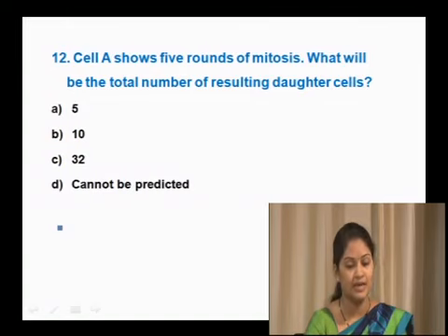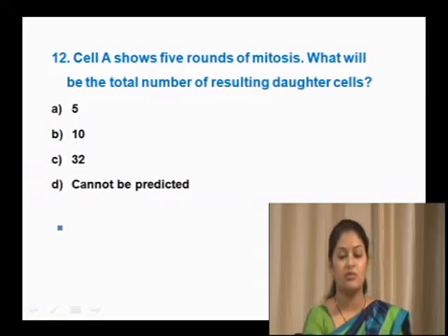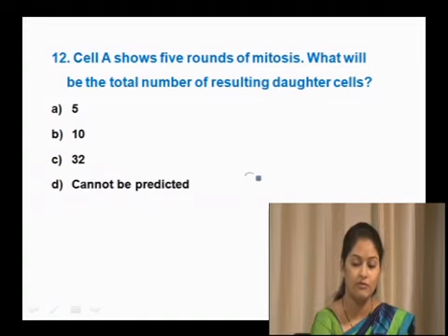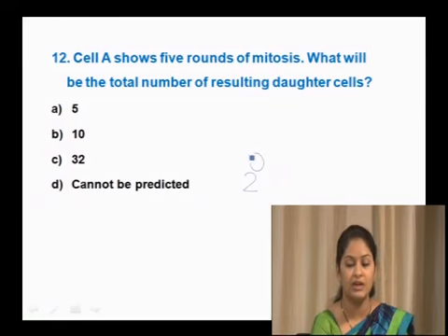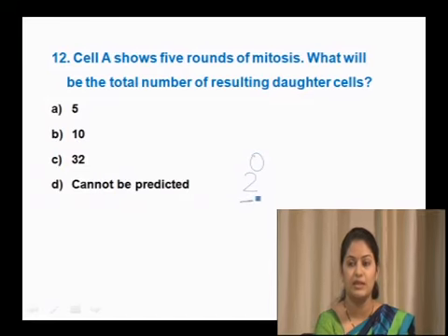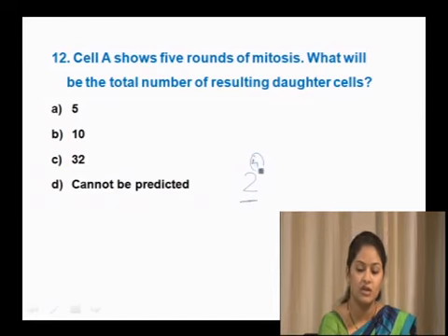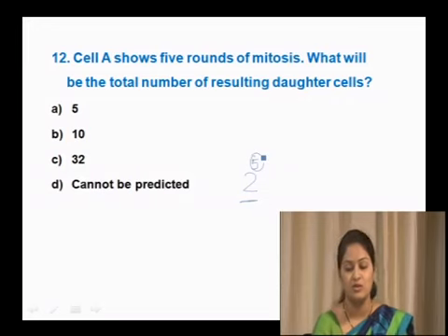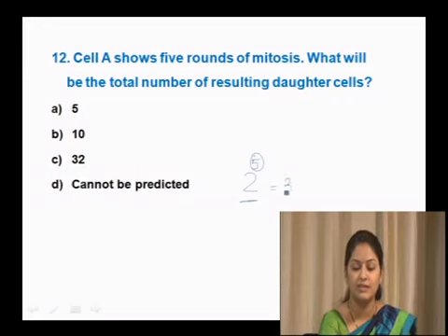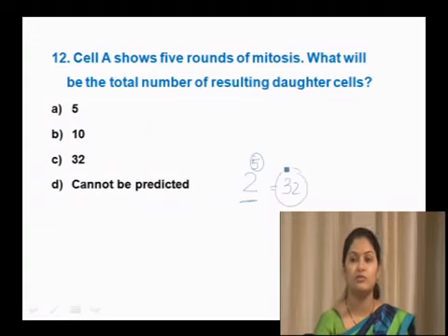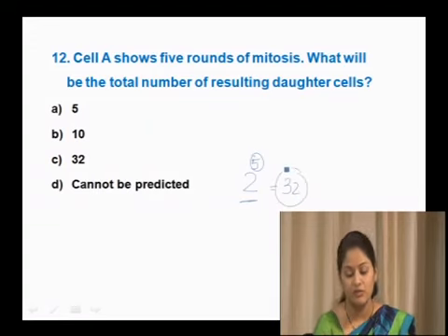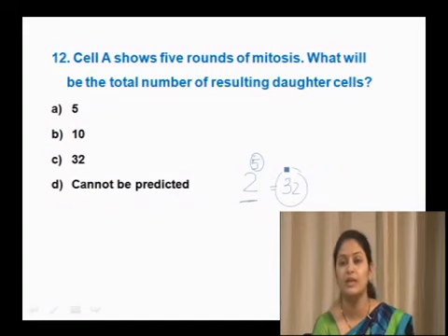So let us identify the options here. A option says 5, B 10, C 32, D cannot be predicted. Now how to calculate the number of daughter cells formed is, you have to put it as the power of 2 here. Every time mitosis results in the formation of 2 daughter cells, and how many times it has occurred is mentioned as a power. So 2 to the power 5 always makes it 32. Therefore the total number of daughter cells found at the end of 5 rounds of mitosis will be 32.